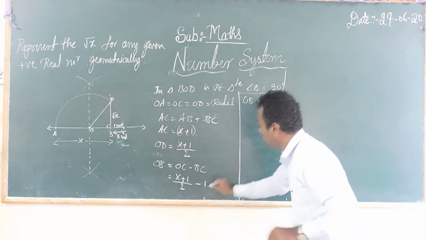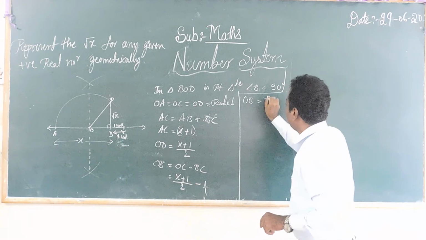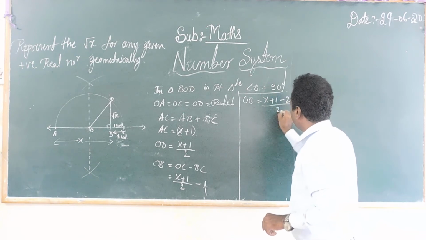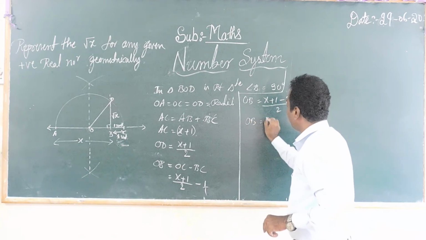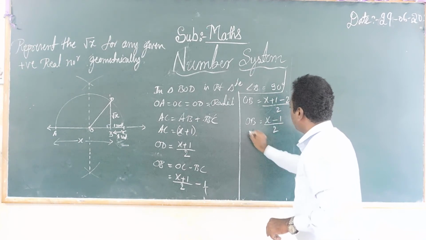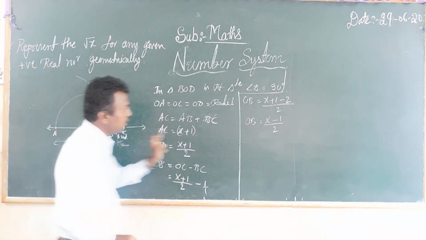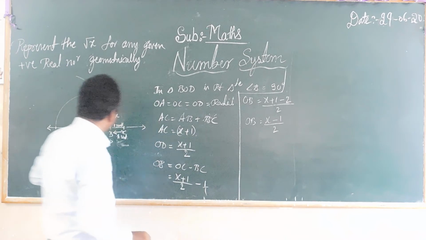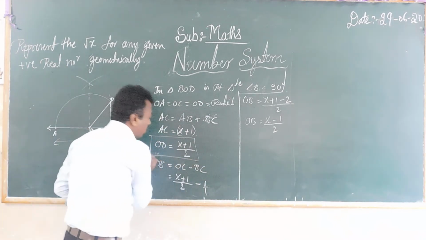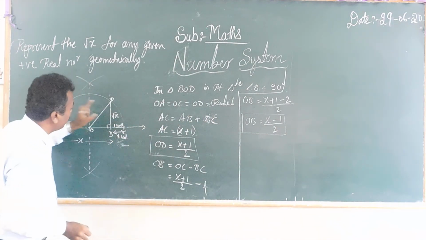Therefore, we have to take the LCM of these two numbers. 2 into 1 is 2; 1 into x plus 1 is x plus 1. So x plus 1 minus 2, whole upon 2. Therefore, OB is equal to (x minus 2 plus 1 minus 1) by 2. This is the length of OB: x minus 1 by 2. So the length of OD is (x plus 1) by 2. These values are very important to find out BD.